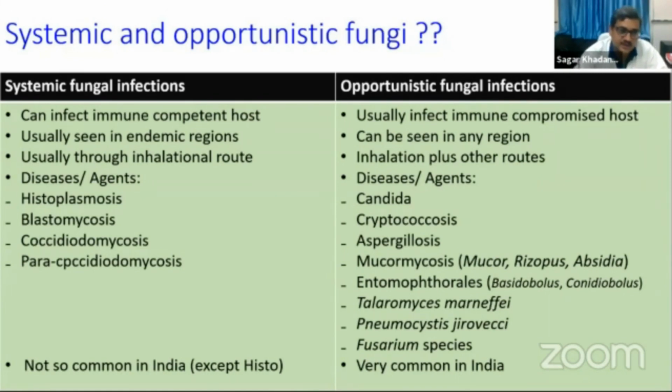Maybe there in the GI. Coming to the diseases and agents caused by systemic infections, the systemic fungal infections are histoplasmosis, blastomycosis, coccidioidomycosis, and paracoccidioidomycosis. Among the important opportunistic organisms are Candida, Cryptococcus, Aspergillus, and Mucormycosis by Mucor, Rhizopus and Absidia, Entomophthorales, Saccharomyces, Pneumocystis jirovecii, and Fusarium species, all of which are called opportunistic.